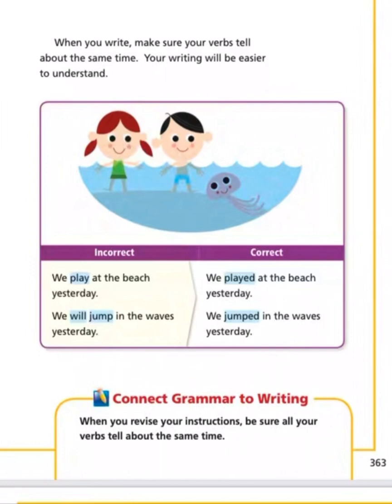When you write, make sure your verbs tell about the same time. Your writing will be easier to understand. Incorrect. We played at the beach yesterday. We will jump in the waves yesterday. Correct. We played at the beach yesterday. We jumped in the waves yesterday. Connect grammar to writing. When you revise your instructions, be sure all of your verbs tell about the same time.